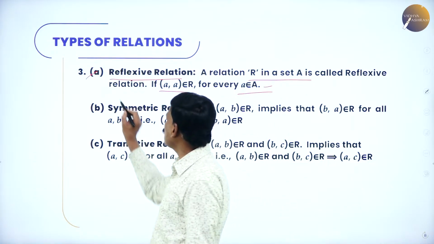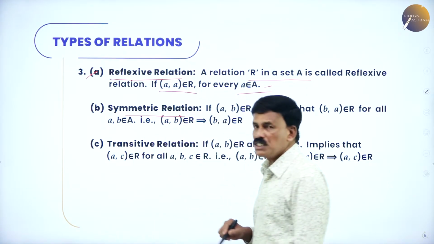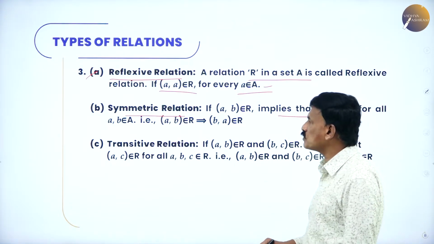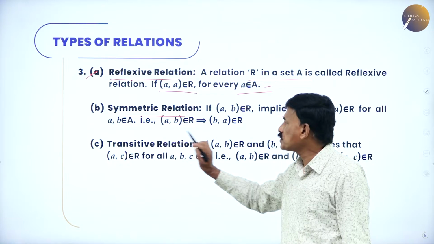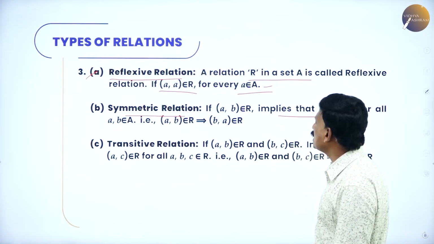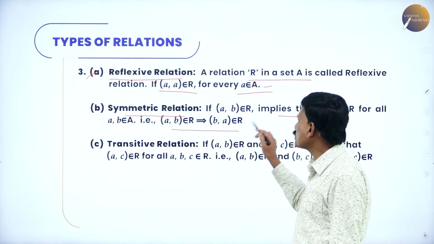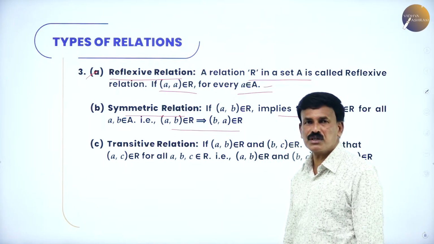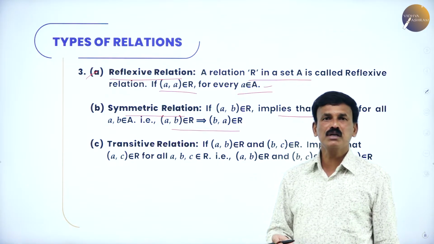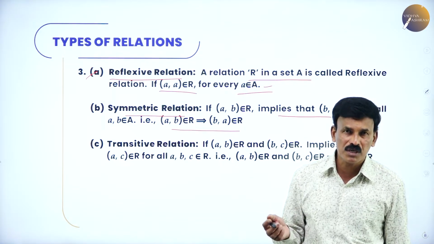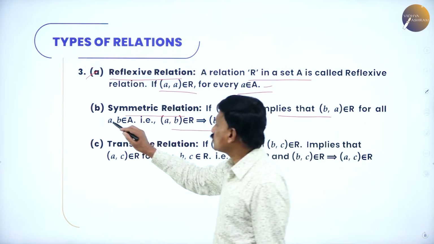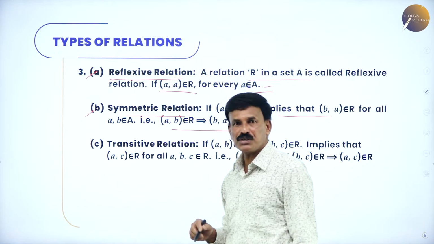Next, symmetric relation. Symmetric relation means if (A, B) belongs to R implies that (B, A) belongs to R for all A, B belonging to the set A. Suppose A and B are any two elements of the set. If (A, B) belongs to R implies (B, A) belongs to R, then it is called a symmetric relation. If (1, 2) belongs to R implies (2, 1) also belongs to R, then it is called a symmetric relation. So, reflexive means (A, A) belongs to R.